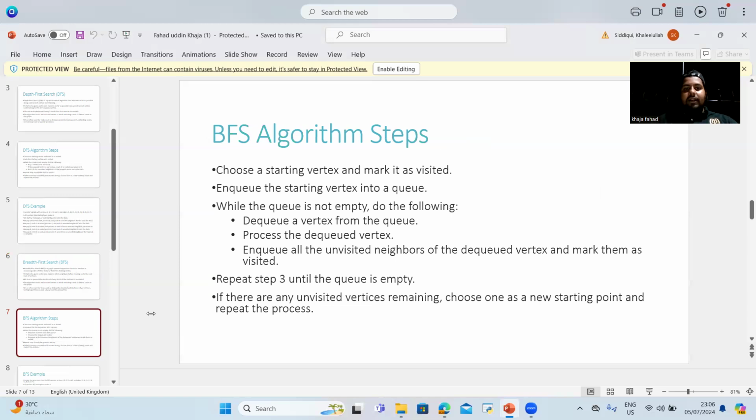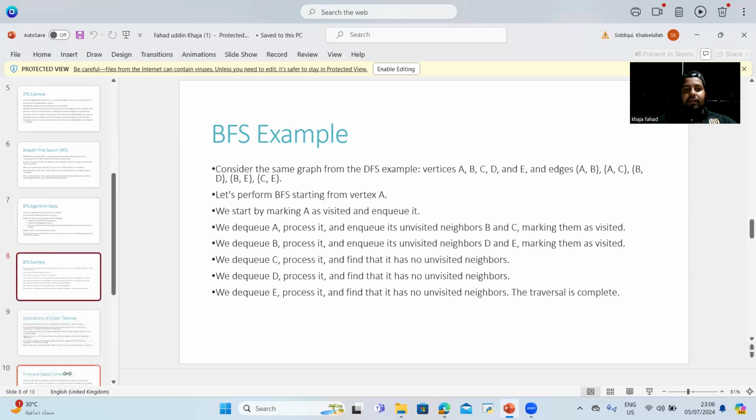Here are some steps for the BFS algorithm. Choose a starting vertex and mark it as visited. Enqueue the starting vertex into a queue. While the queue is not empty, do the following. Dequeue a vertex from the queue. Process the dequeued vertex. Enqueue all the unvisited neighbors of the dequeued vertex and mark them as visited. Repeat step 3 until the queue is empty. If there are any unvisited vertices remaining, choose one as a new starting point and repeat the process.